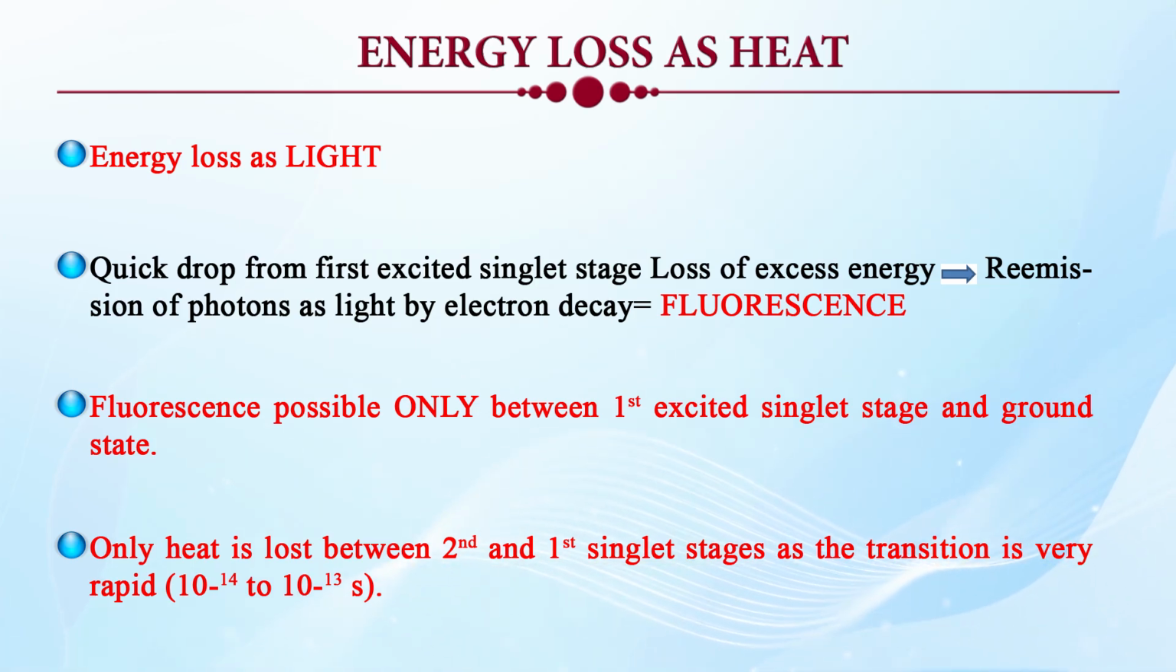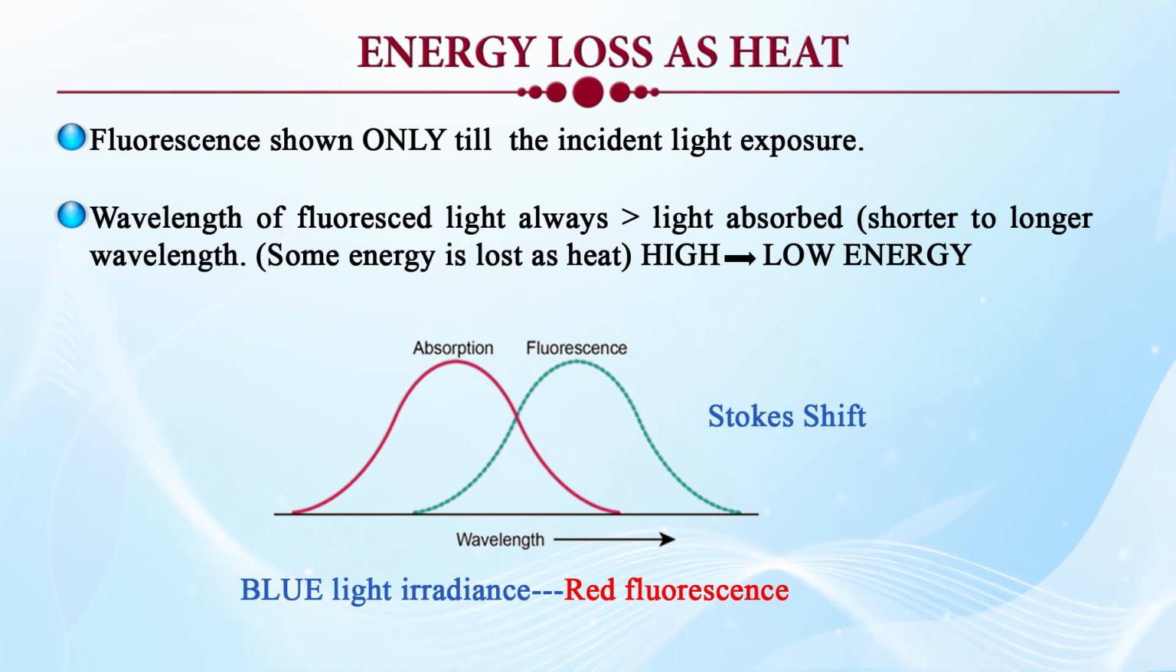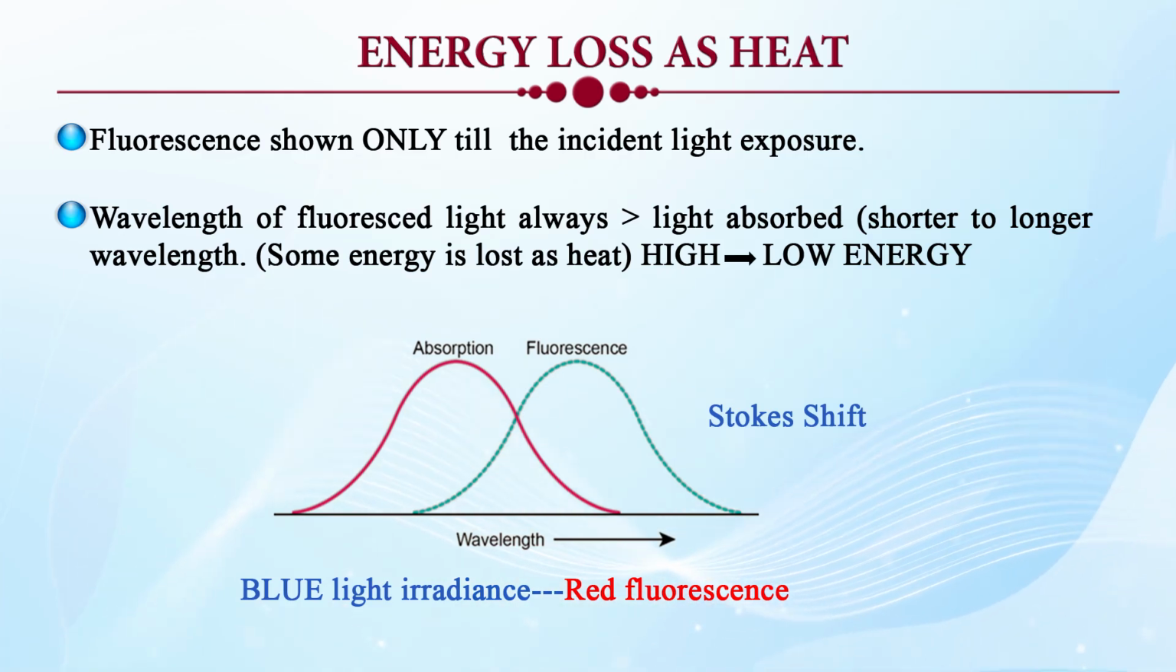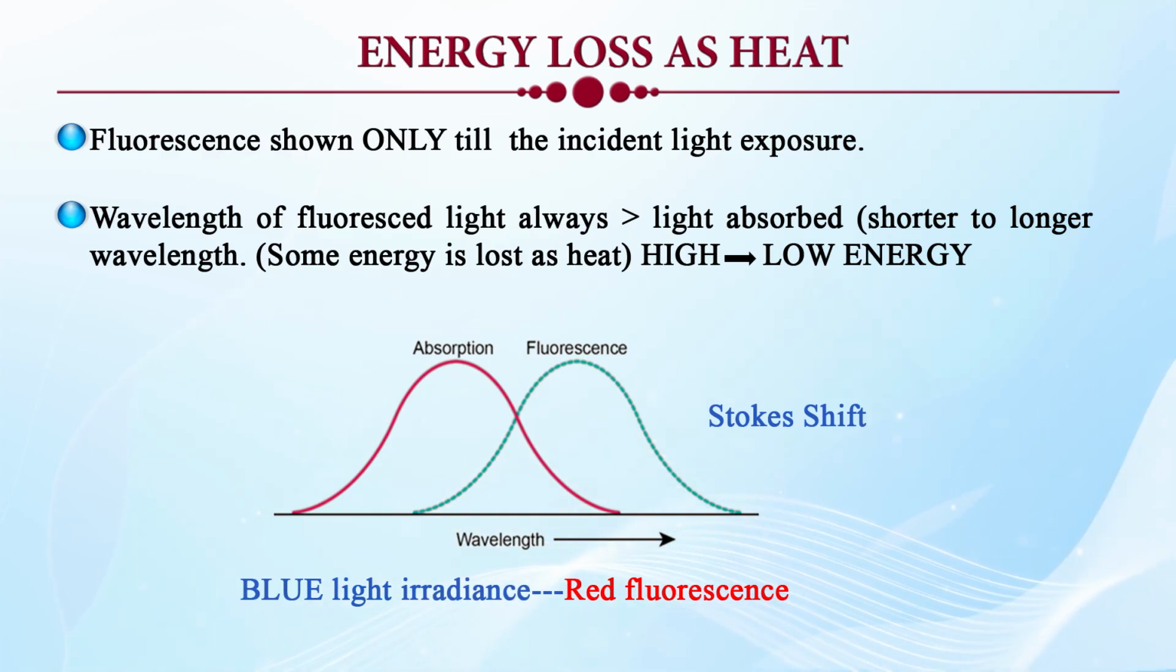So, that means fluorescence is nothing but re-emission of photons as light by their electron decay. Whenever there is an excitation, fluorescence will take place, and fluorescence would always go to the right hand side, which means from a higher energy to a lower energy. That means alternatively we can always state from a shorter wavelength to a longer wavelength, and this is called the Stokes effect, which is named after its discoverer.